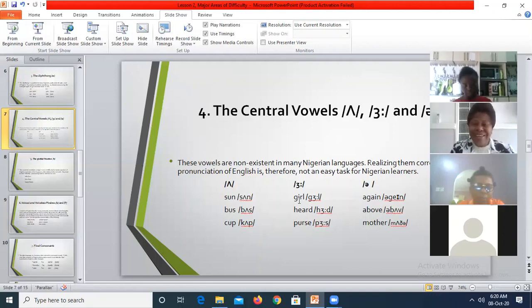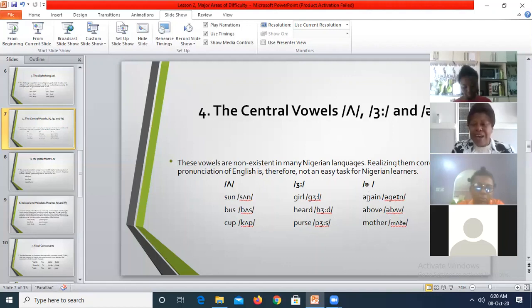Say girl. Girl. Girl. Heard. Heard. Purse. Purse. Good. Now we get to the shortest vowel of the English language. This vowel is what we call the schwa. It is the shortest of all the vowels we have in English.